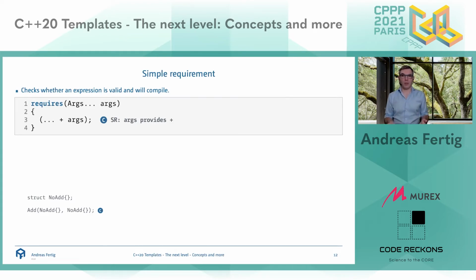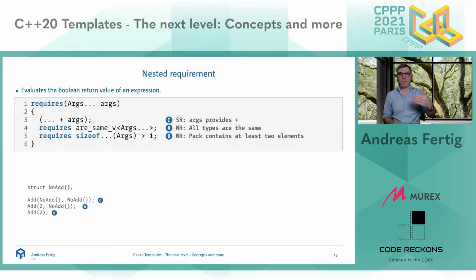We are now checking that one. And at the bottom of the slide, you can see that I'm creating here a struct called noAdd, which obviously comes without an operator plus. And if I now start calling add with 2 instances of noAdd, my requires expression will yield false for that parameter combination. Okay, so we can check our requirement C. That's checked now. Which brings us to the next requirement, the nested requirement. And that one is a little bit tricky. What it does is it evaluates the Boolean return value of an expression at compile time.